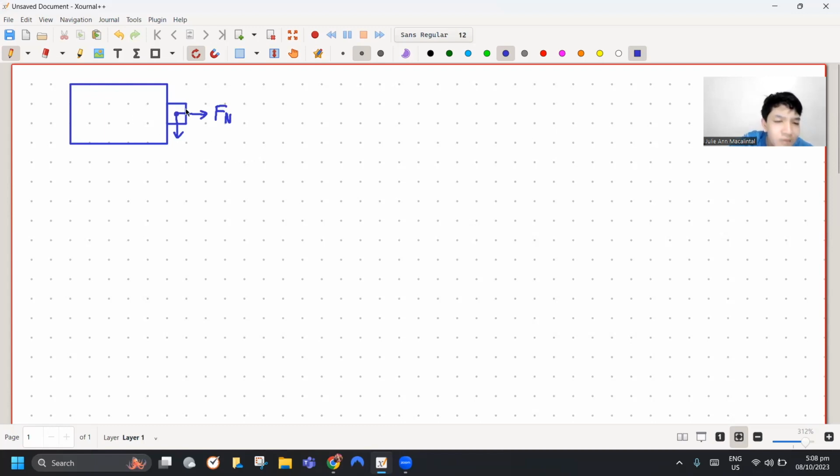Okay, so tama, no? Yung normal force is that direction. Friction is going to be that way. Okay, sige. Anyway, reboot ko muna itong router namin.